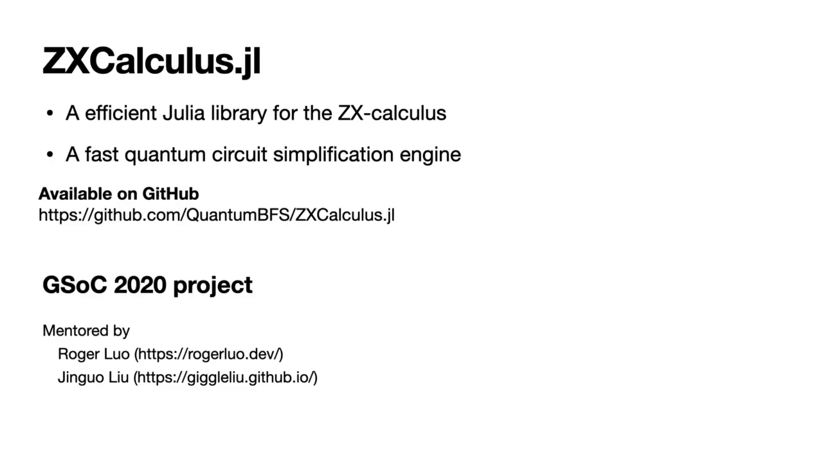In conclusion, ZXCalculus.jl is an efficient Julia library for the ZX calculus for research, and it provides a state-of-the-art circuit simplification engine. This project is a JuliaCon 2021 project, and all code is available on GitHub.